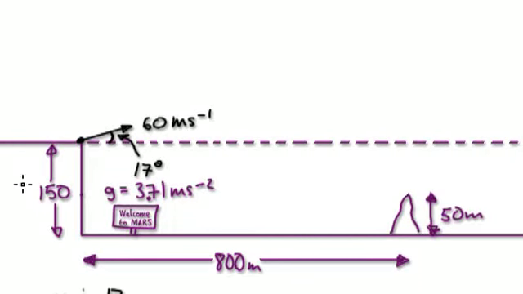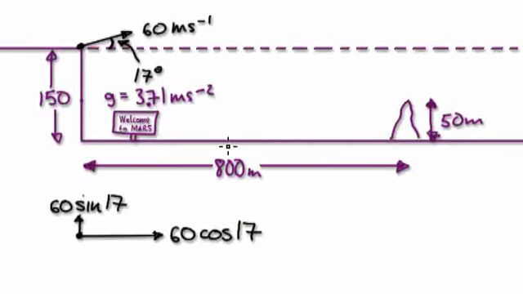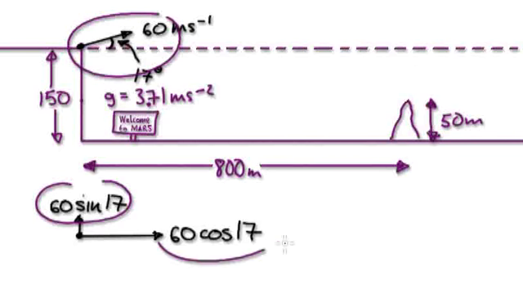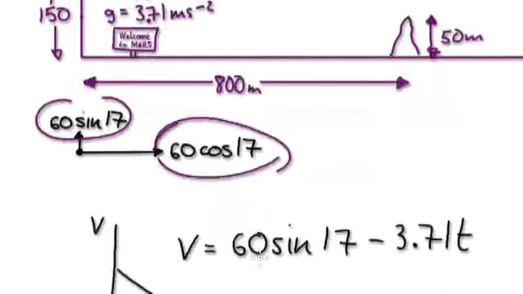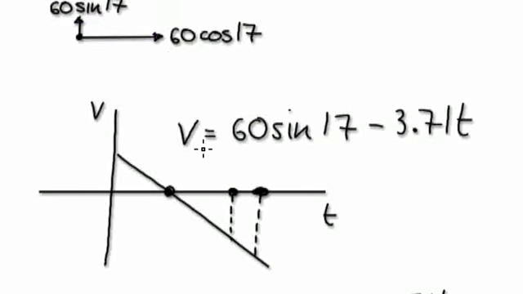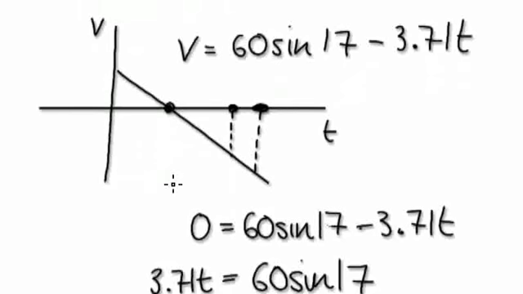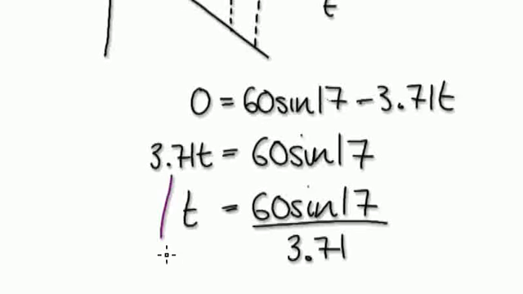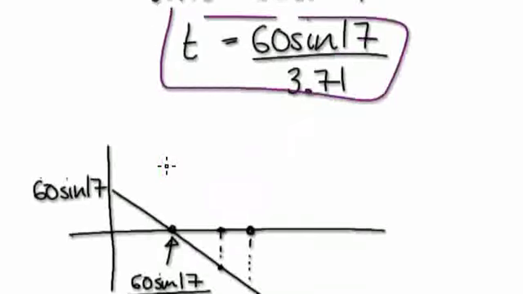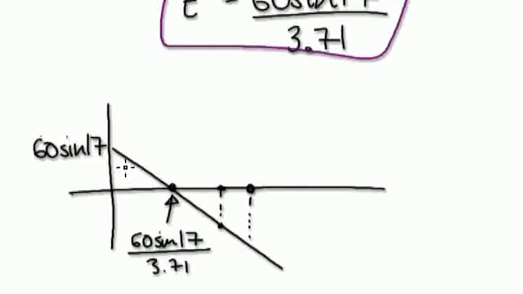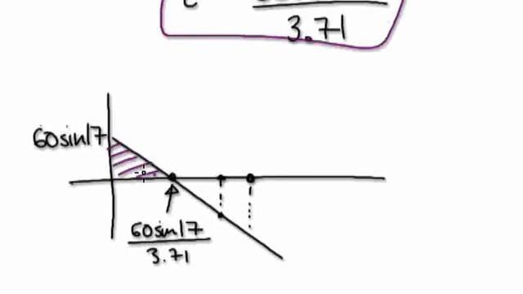Okay, so to do this, as usual, break this up into its vertical and horizontal components. And then jump to the velocity time graph. Well, we're trying to find out the time it takes to get to the maximum height. So the time it takes to get to the maximum height is this here. Once you've got your time to the maximum height, you can actually find the actual maximum height. So that would be this area here.